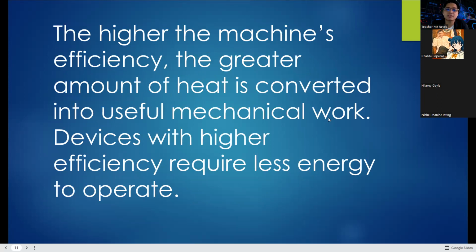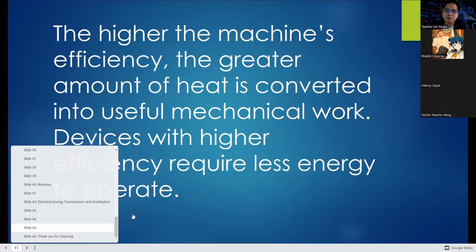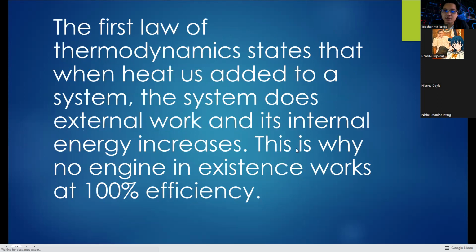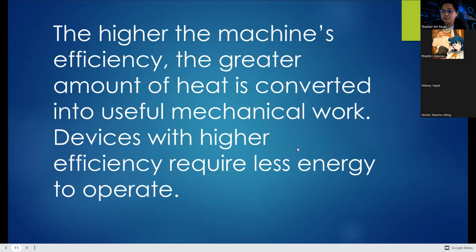The higher the machine's efficiency, the greater the amount of heat is converted into useful mechanical work. Okay? Devices with higher efficiency require less energy to operate. So again, commonly, if we have less energy to operate, meaning to say, you can actually just leave it by itself. It's working by itself. Okay?